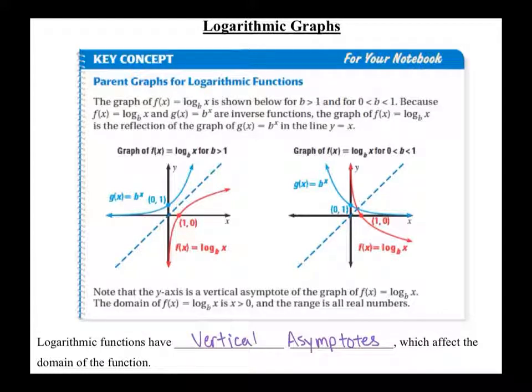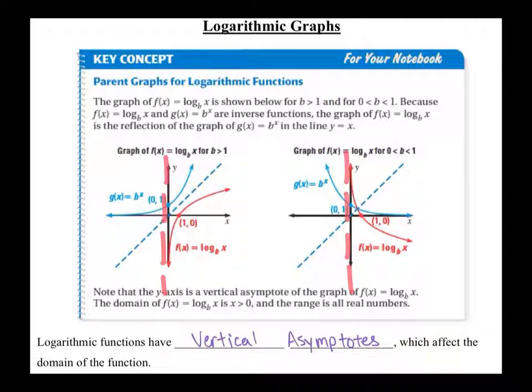So it shows you the parent graph, and it says the graph of log base b of x is shown for when b is greater than 1 and when b is between 0 and 1. Because log base b of x and your exponential function b to the power of x are inverse functions, it shows that they're a reflection over that diagonal line. Your exponential functions, which is the only graph you've looked at so far, have horizontal asymptotes. Log functions have vertical asymptotes. So they run along this vertical imaginary line.